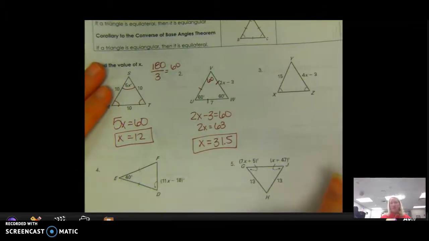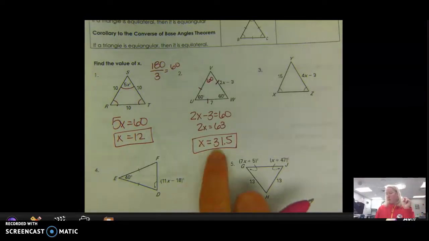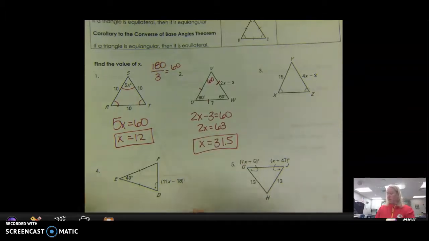Make sure to read the directions in Schoology to see if they want a fraction or a decimal. And if they want a fraction in Schoology, they never, ever, ever want a mixed fraction. So they would never want this as 31 and a half. They would want it as 63 over 2.